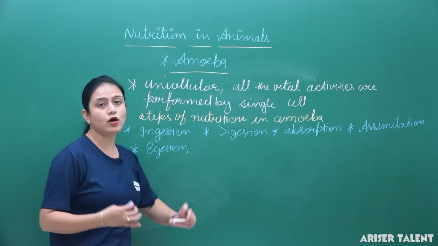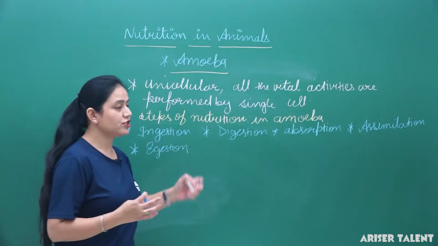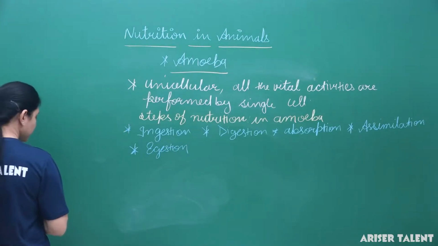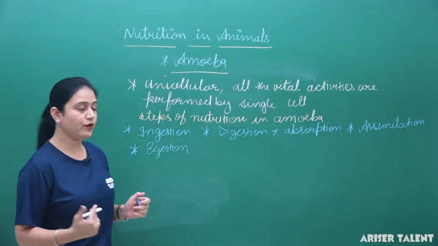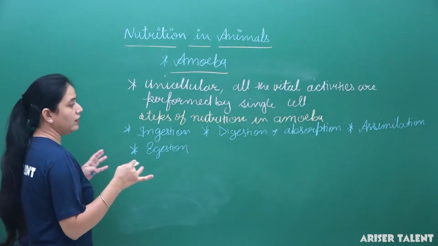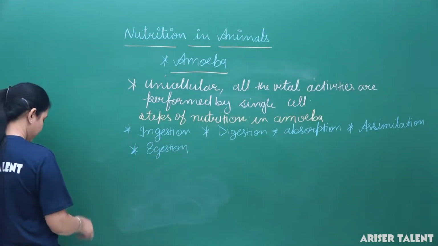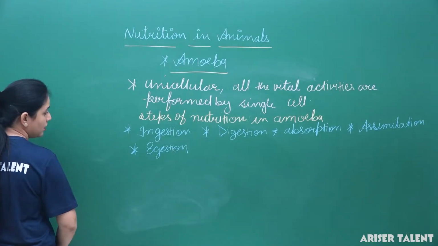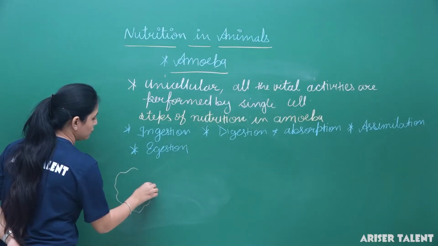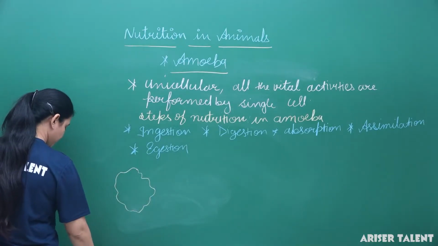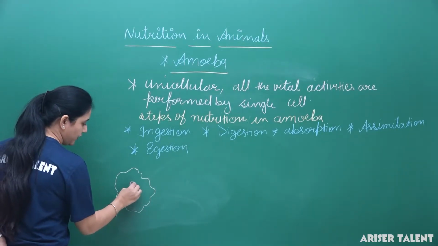Now let me explain how these steps take place in the nutrition of amoeba. Look here students, as we know amoeba is unicellular, it does not have any fixed shape. It moves by the single cell only, so it changes its body shape. Generally amoeba does not have any particular shape. So here we can draw the structure of amoeba. Amoeba is a single cell and possesses a nucleus.